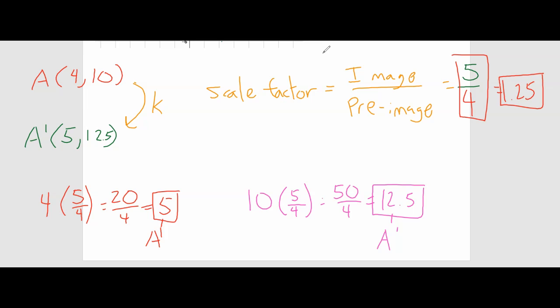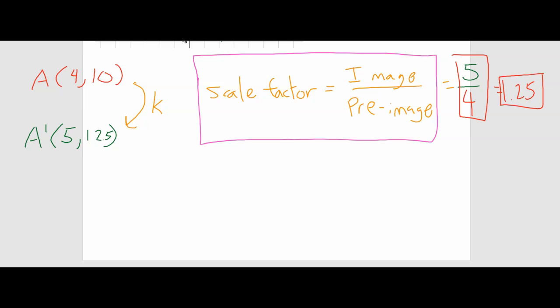So again, this relationship right here is going to be key for figuring out the scale factor when it's not an easy number to identify. We just have to remember it's image over pre-image. And let's say you forget that it's image over pre-image and you do it the opposite way. And I just deleted some of this stuff to make it a little less cluttered. But let's say you said that k was equal to 4/5.